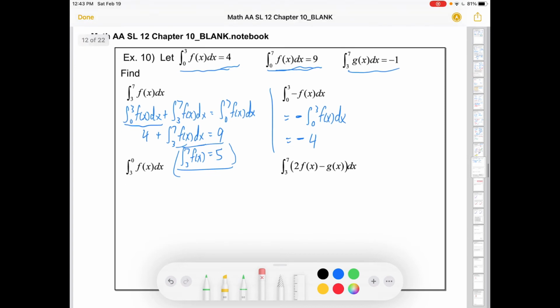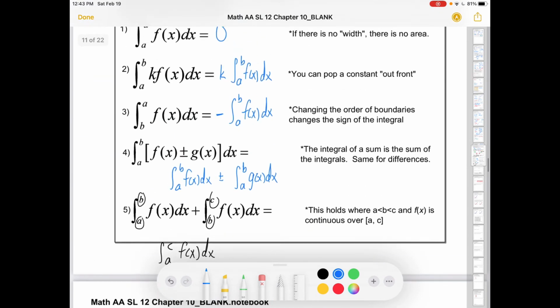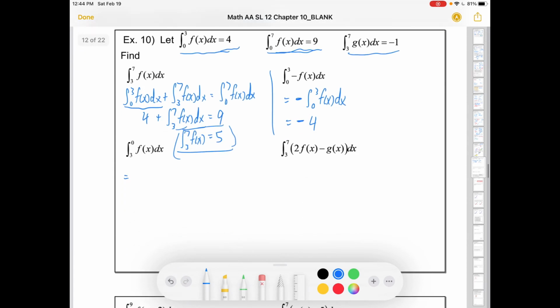Hopefully our rules in algebra and in calculus are consistent with each other. All right, the next one. The order of the boundaries has changed. This is rule number 3, rather. So this is just going to be the negative of what we'd get with the boundary the other way around. And so that's -4, just like it was in the second question we did here.